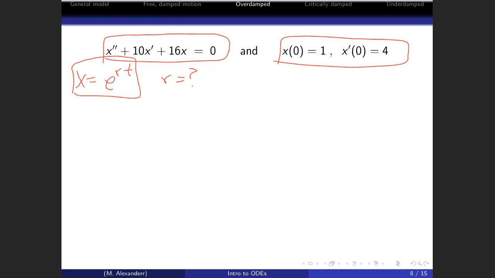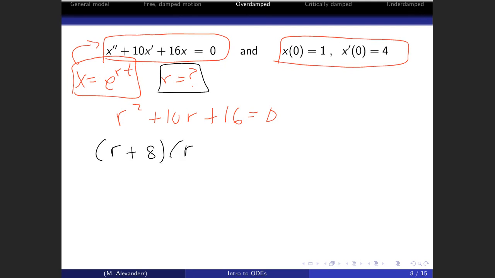When you plug this function into the differential equation, you get your auxiliary equation: r squared plus 10r plus 16 is equal to 0. Now your task is to determine whether you can factor this or if you need to use the quadratic formula. Remember, we're trying to figure out what r is equal to. If you can factor, that will be much faster than using the quadratic formula. So in this case, can we factor? The answer is yes. The factors are 8 and 2. 8 times 2 is 16, and 8 plus 2 gives you 10.